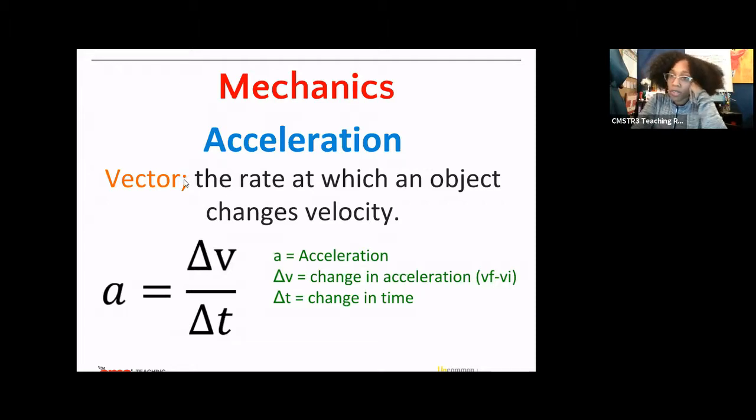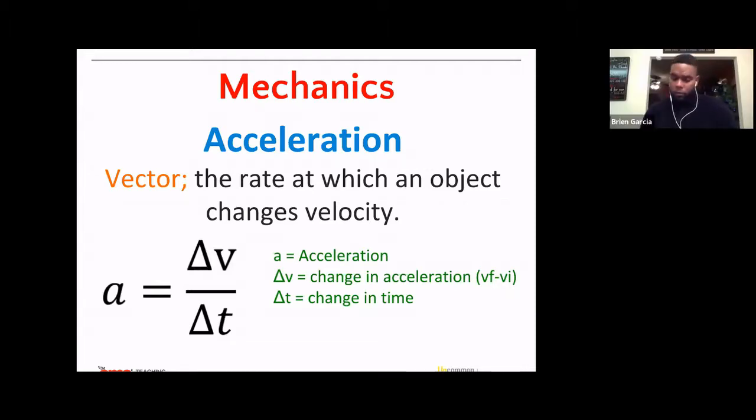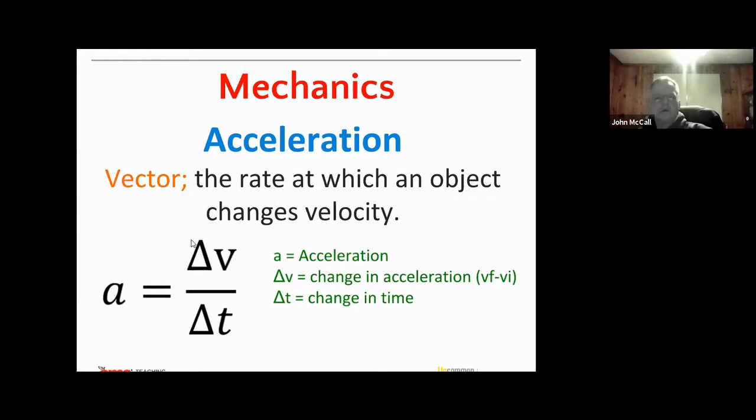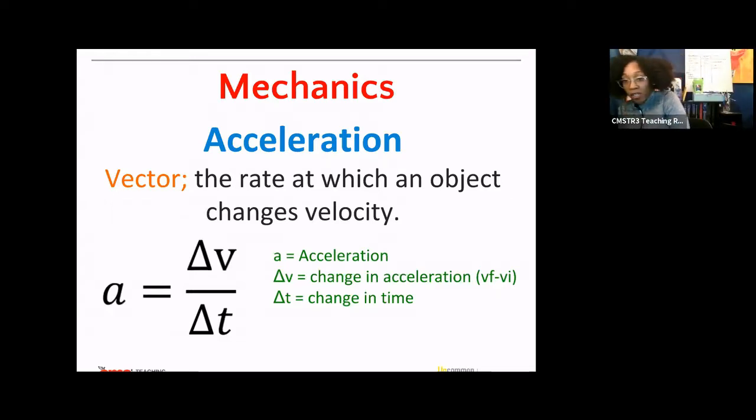Another way they're going to get you: we already said if displacement is 0, what else has to be 0? Velocity. So if velocity is 0, that means acceleration would have to be 0. Those would all have to go together because of the displacement part.